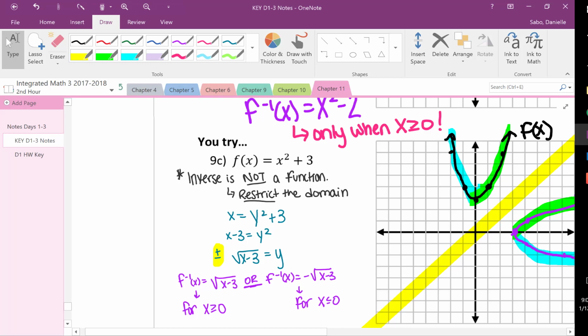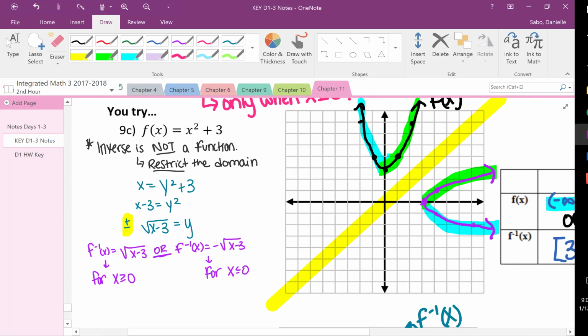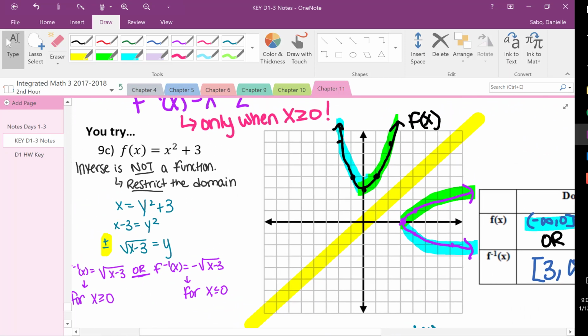It doesn't matter when you're talking about the domain and the range. Okay? So let's go back to that and graph it. Graph your inverse function. It looks like this. Again, when you put that in the graphing calculator, it does look like that. But we have to restrict the domain. Okay? And why is that? Why do I have to restrict the domain when it comes to a radical?